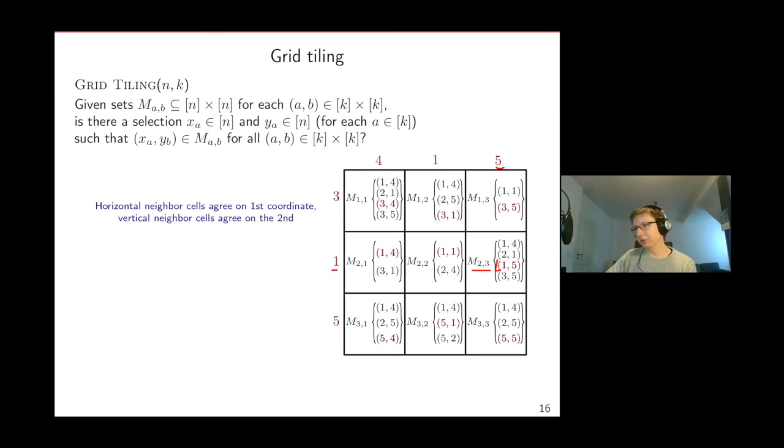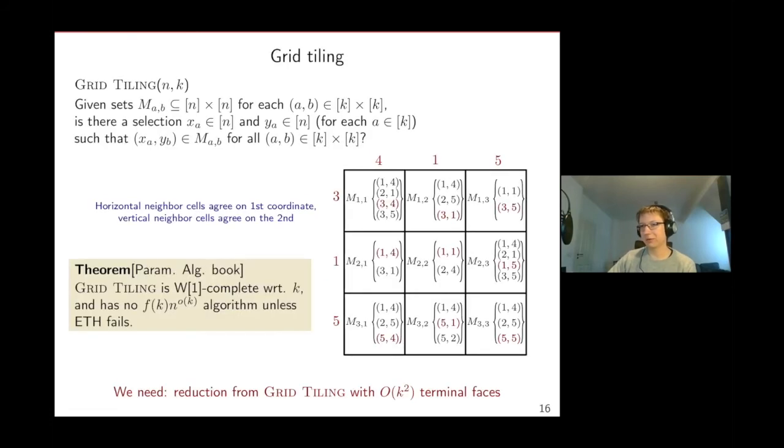Another way to look at this, maybe the more geometric way, is that you have to find a selection from each of these sets, such that if you look at 2 horizontally neighboring cells, then they should agree on their first coordinate. So let's say 3 and 3 here. And also if you look at 2 vertically neighboring cells, then they should agree on the second coordinate. So for example, 4 and 4 here are equal. Okay, and this problem is in the parameterized algorithms book, so we know that it's W1-complete, and it has no f of k times n to the o of k algorithm under ETH.